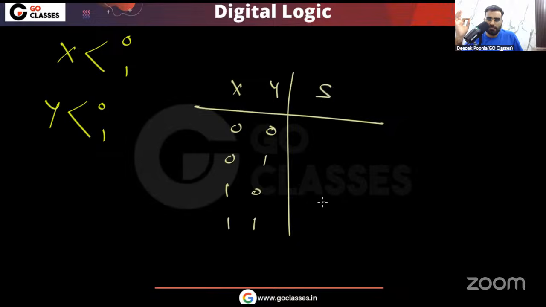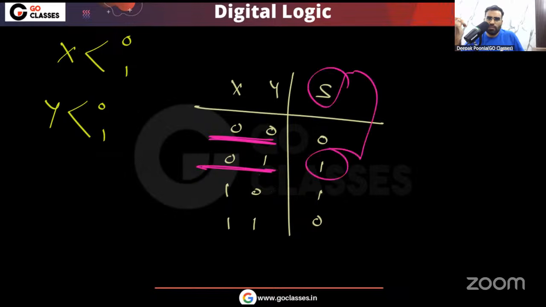What will be the summation? The summation will be like this. Now you can just check. You can put XY 0, 0 and then you can see what is S. S must be 0. You can put XY 0, 1, then you can find the S value, and S must be 1.